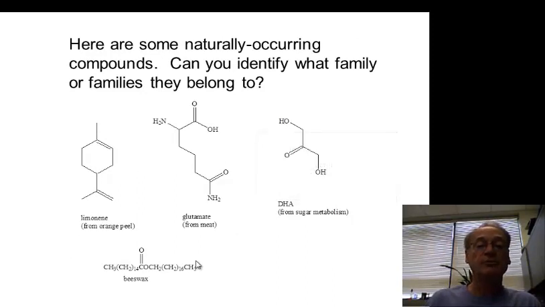Now, here are some naturally occurring compounds. These are all things that are found in nature, and they all belong to one or more of the families that we've learned about before. Can you identify what family or families they belong to? Well, let's do a couple of these together.